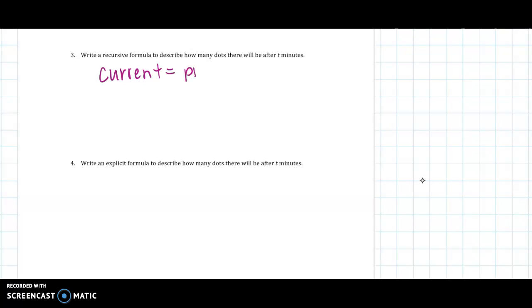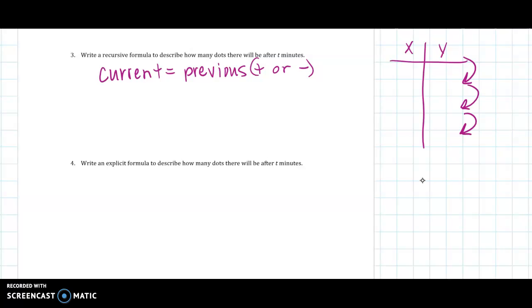equals the previous plus or minus something. Maybe we can use something similar here. Remember, if we're using a table for recursive formulas, we can look down the table to find what we need.